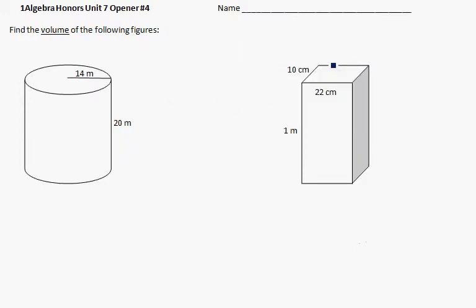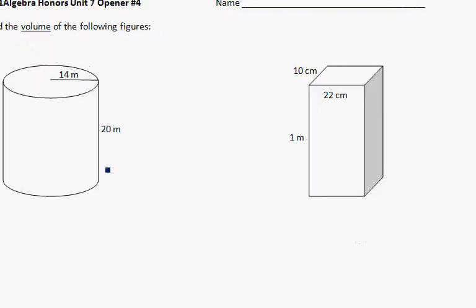Unit 7, opener number 4, focuses on a couple of formulas for volume. The volume of a three-dimensional figure means how much it would take to fill up that figure. If you look at these two shapes, at first glance they look pretty different from each other. One of them is a cylinder and the other is a rectangular prism. But the formulas for volume are actually really similar.